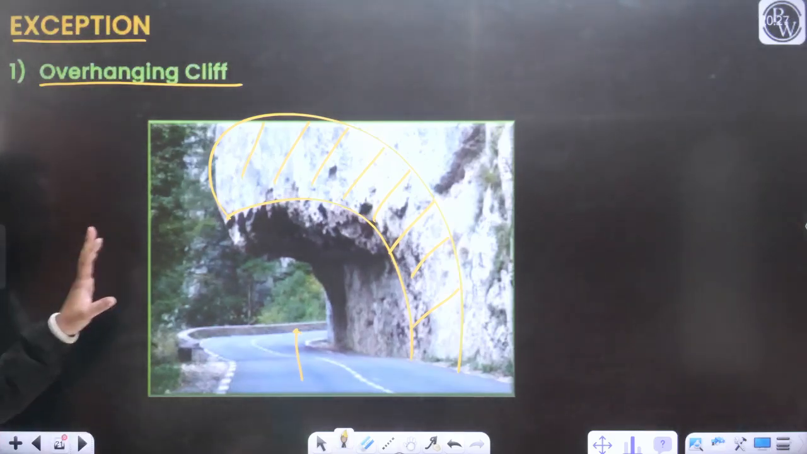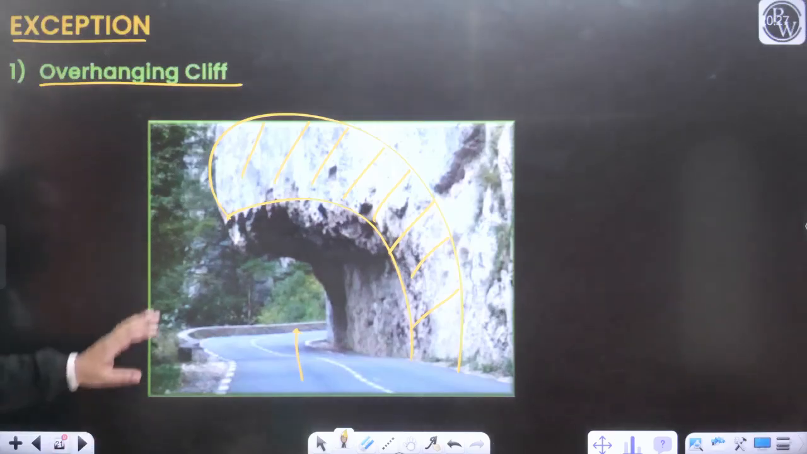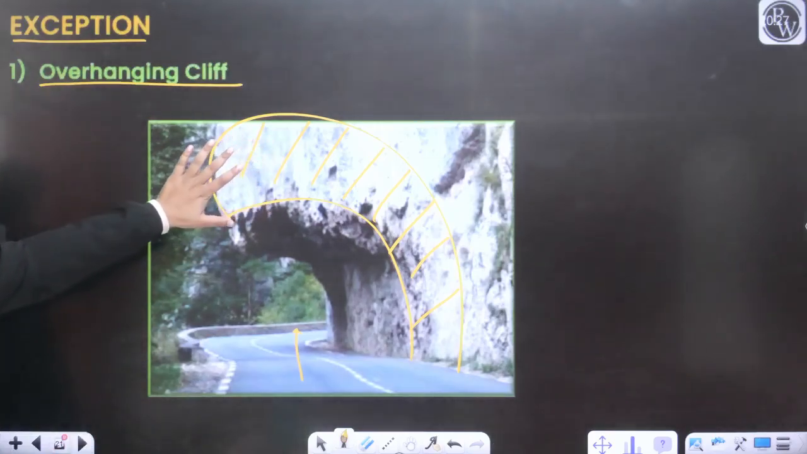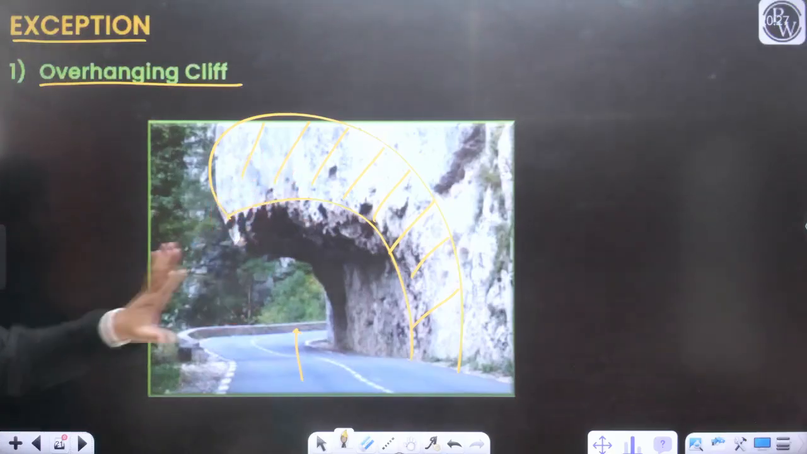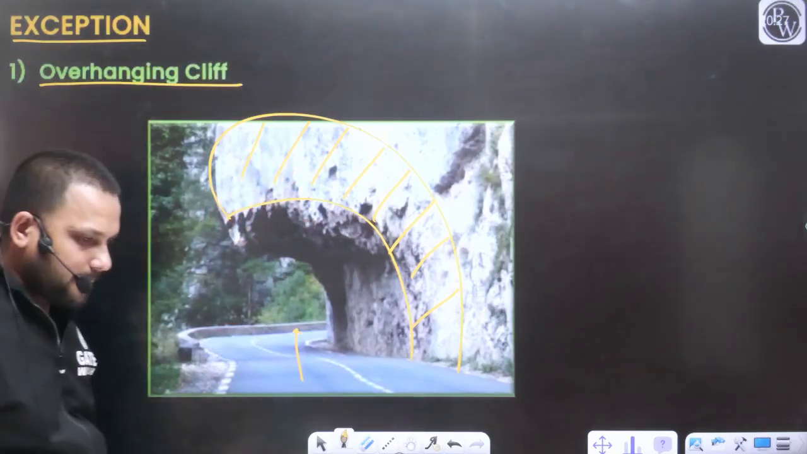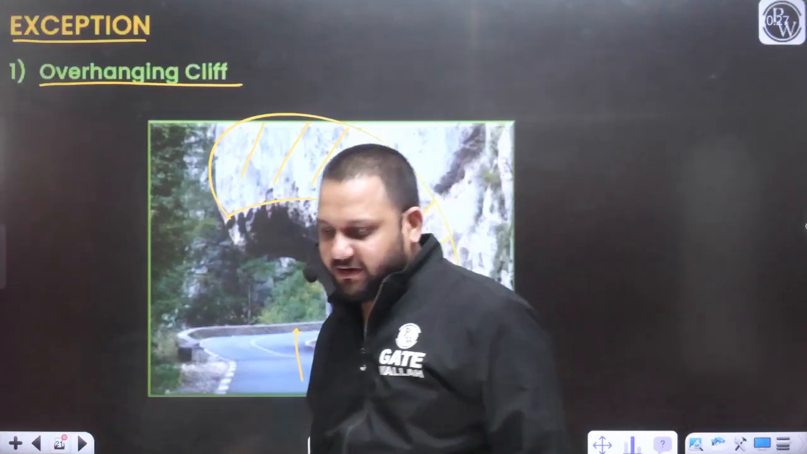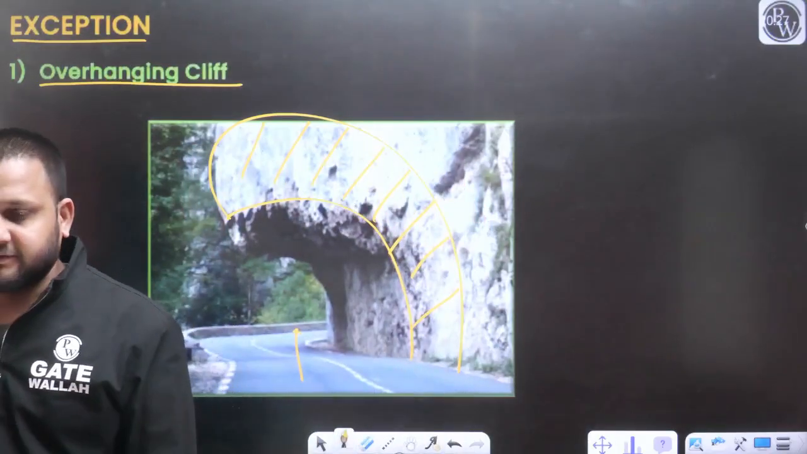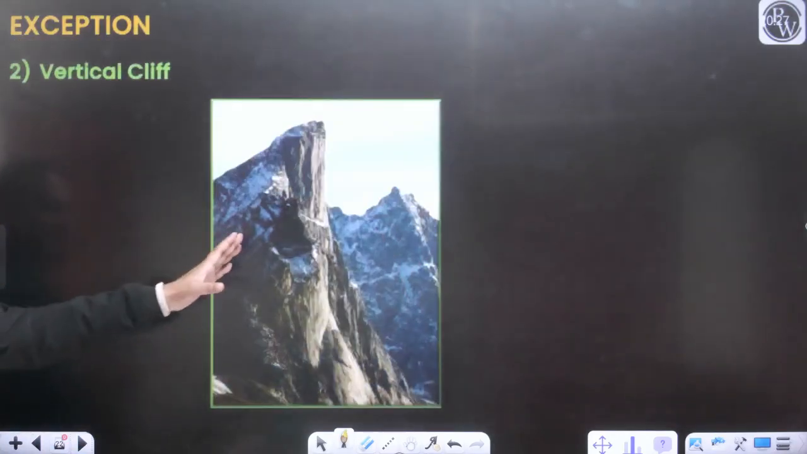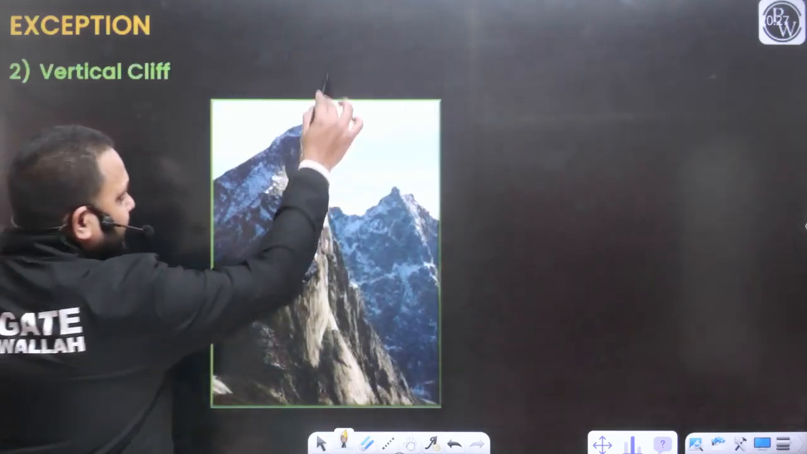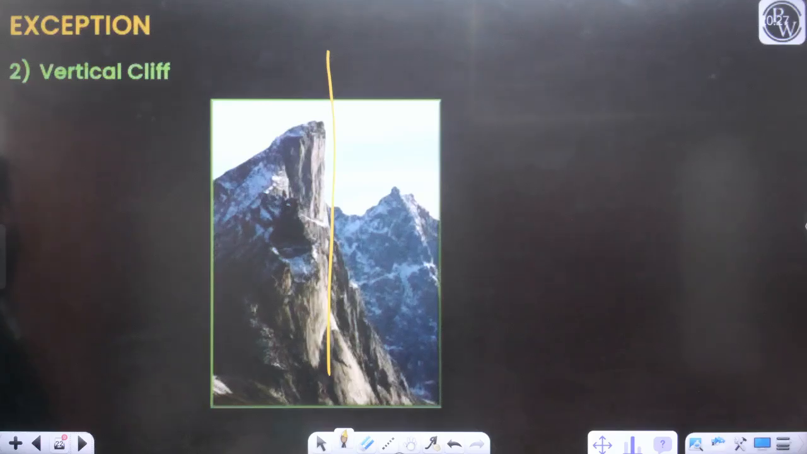First, try to understand the feature, then we will talk about the property, don't worry. This is the overhang portion of a hill, so we are naming this feature the overhanging cliff. Are you able to visualize how the overhanging cliff will look? Yes or no? And another exception is the vertical cliff, a structure like this. You can say this portion has a vertical line like this. So these are the two exceptions.